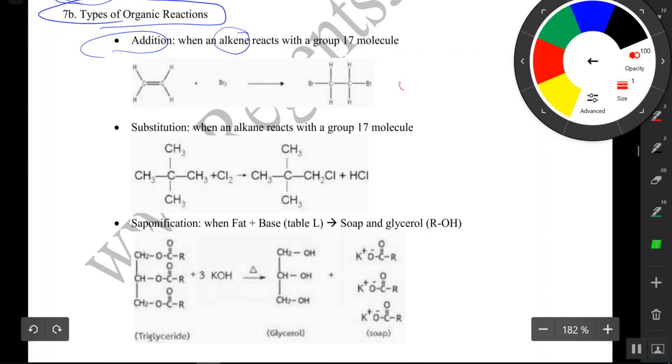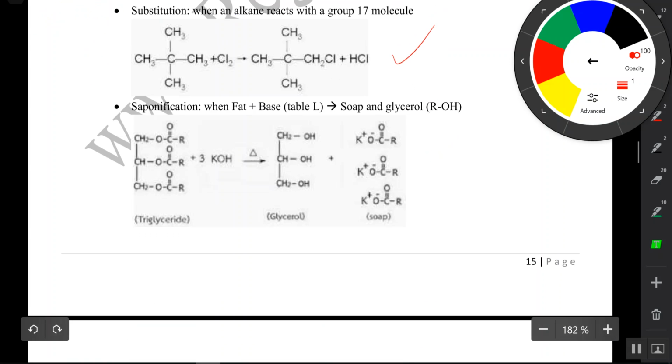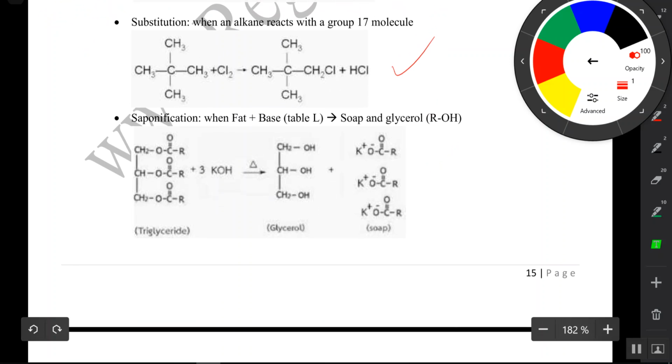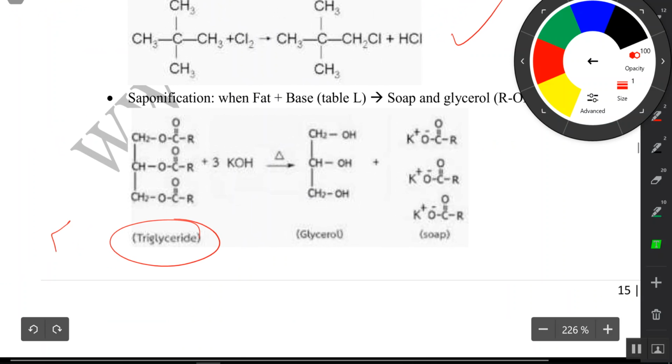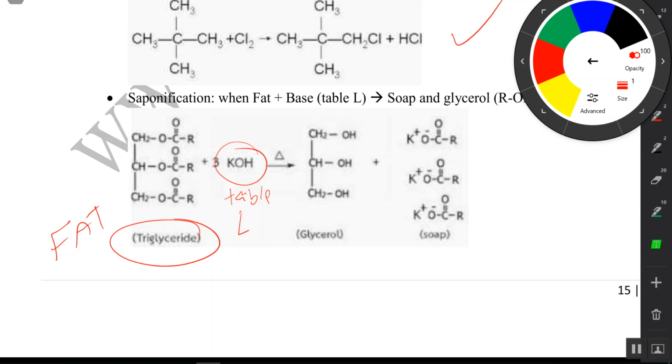Okay, going back here, we talked about addition, we talked about substitution. Now let's talk about saponification. Saponification is when you start with a triglyceride. In other words, you start with a fat, okay, and you add a base to it, a base from Table L, sorry. You add a base to it, which is anything that ends in OH, usually, with the exception of NH3.